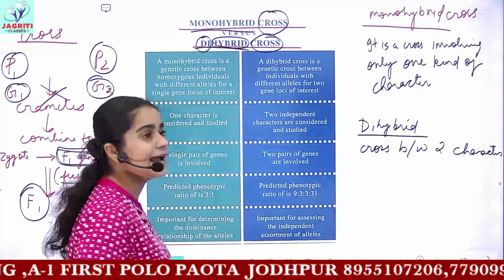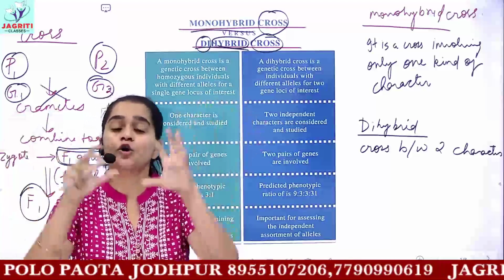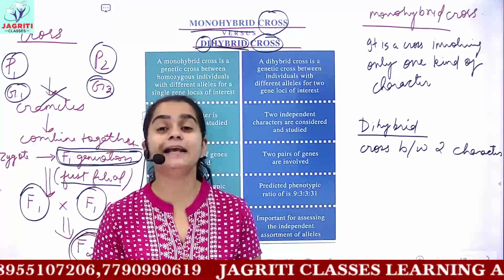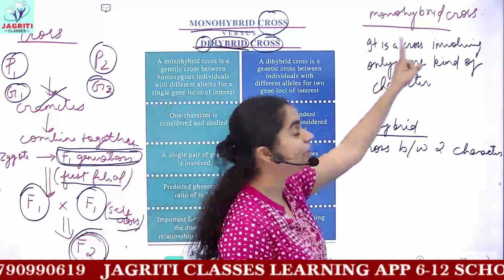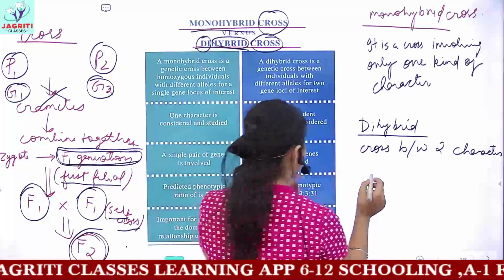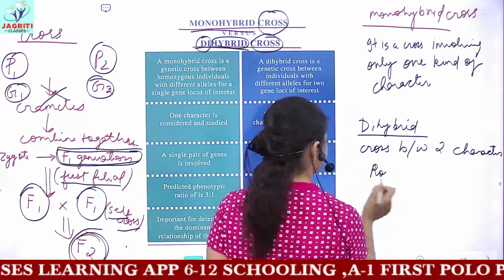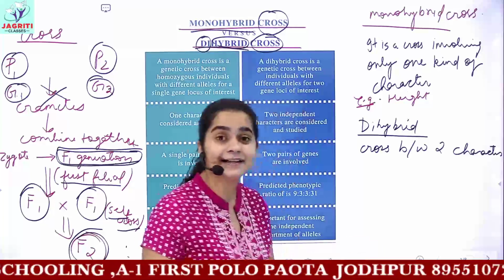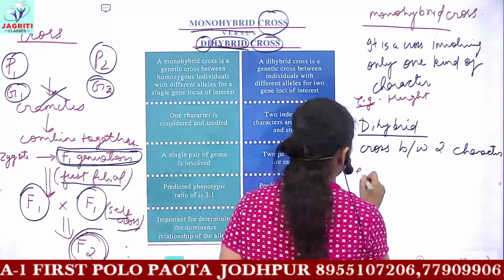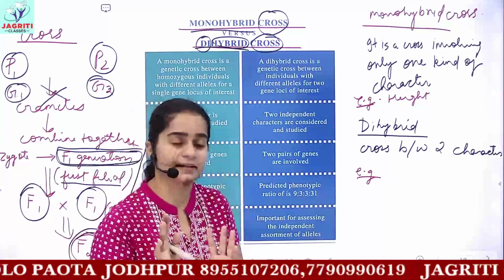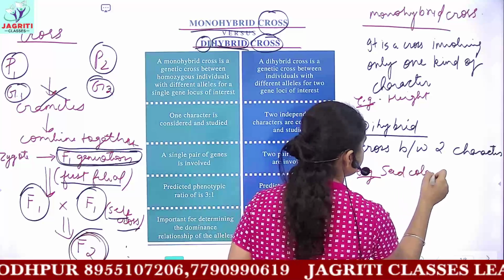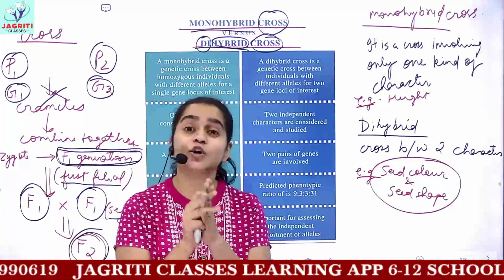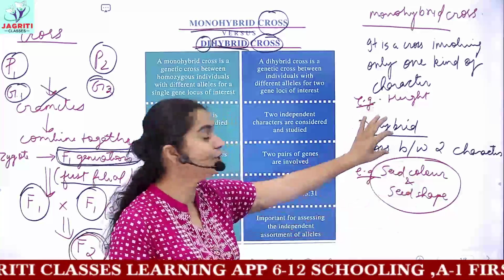For example, if I am taking a tall plant and a short plant and doing the cross between the tall and short, what am I considering? The basis of this cross is the height of plants. If I am taking only a single character, that is height of plant, then it would be the monohybrid cross. But for dihybrid cross, you need to take any two characters. Let's suppose I am taking seed color and seed shape. If I take both characters simultaneously in one cross, then it would be known as dihybrid cross.